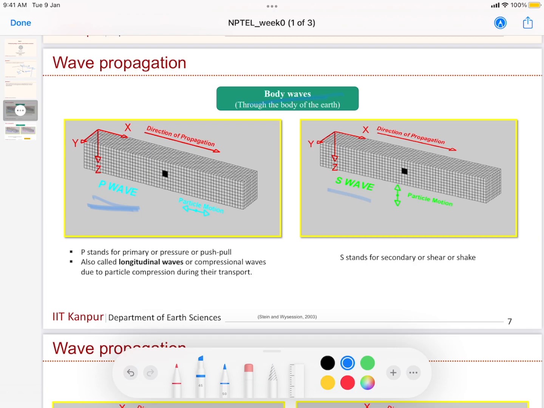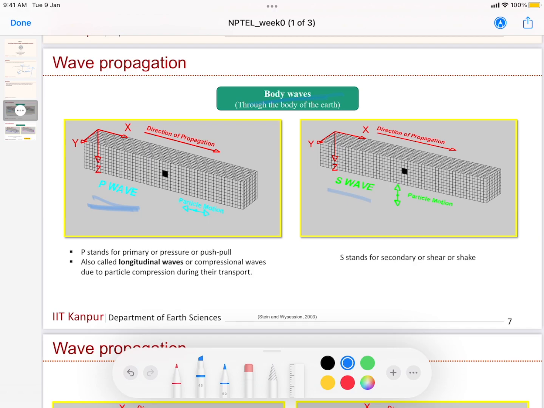Now the property of the P wave: the P stands for primary or pressure wave. Since they are pressure waves, they show a push and pull kind of movement. These waves are also called longitudinal waves, because their motion is parallel to the direction of propagation of the wave. So the particle motion is in the direction of the propagation of the wave.